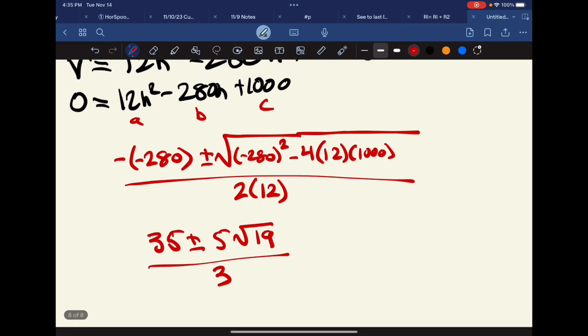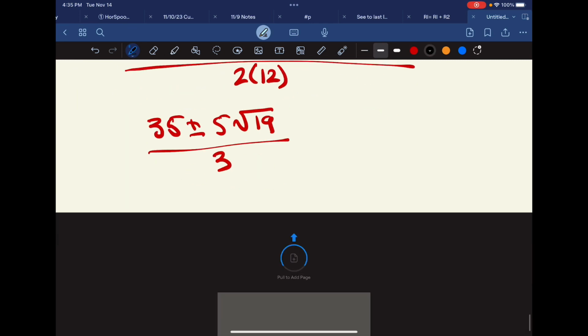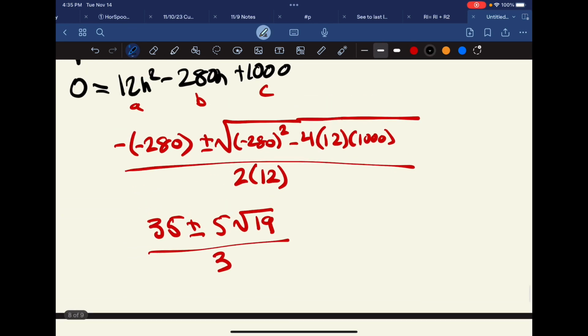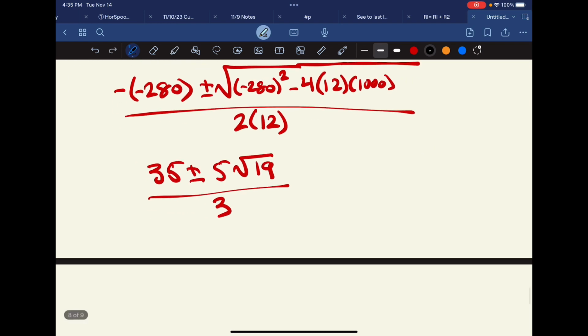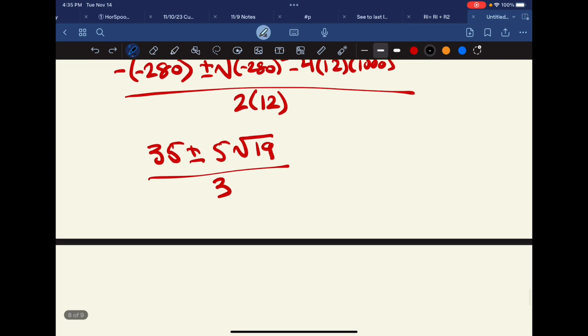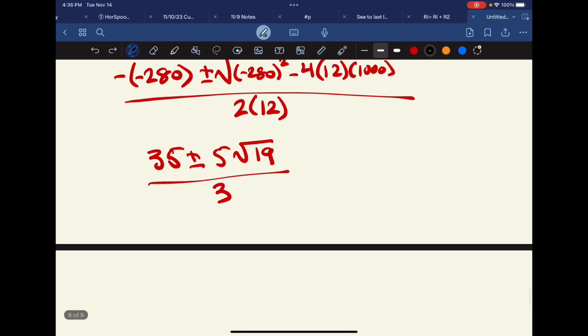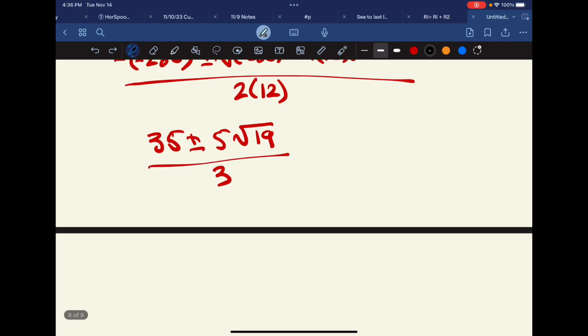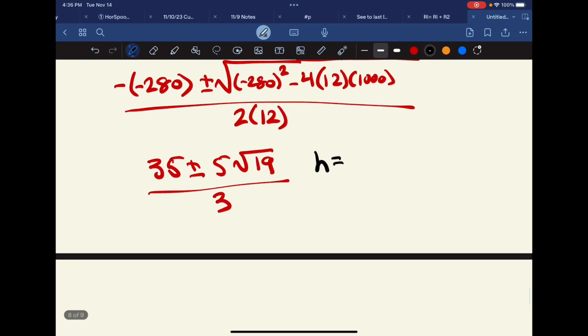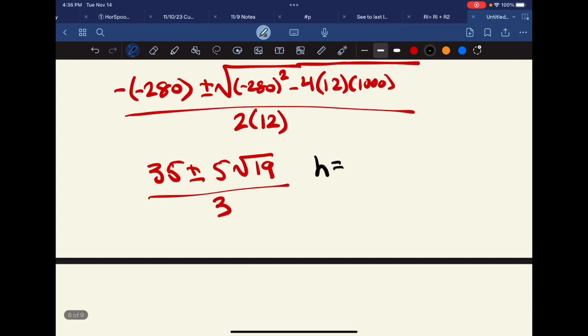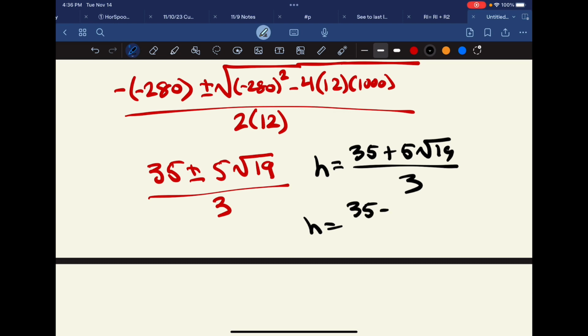So this is going to give us two values, and I think on a quiz or an exam you'd probably be dealing with something a lot easier to work with than this. You probably wouldn't be expected to simplify this by hand. I know I used a calculator for it. All right, so this is going to give you two possible points. Not h equals 0, but critical points, right? So 35 plus 5 square root 19 over 3, and then 35 minus 5 square root 19 over 3.